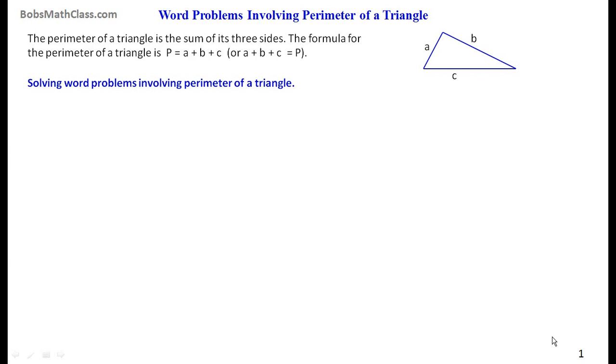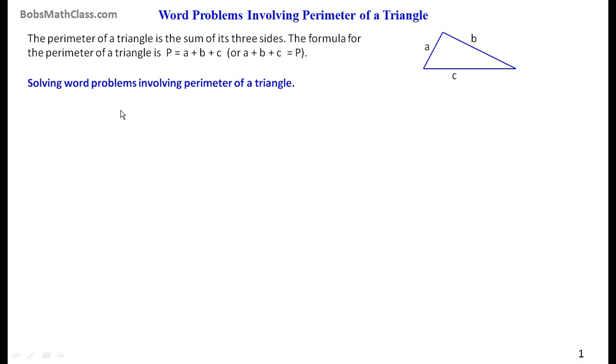Word problems involving perimeter of a triangle. The perimeter of a triangle is the sum of its three sides. The formula for the perimeter of a triangle is P equals A plus B plus C. So if our sides of the triangle are labeled A, B, and C, the perimeter is the sum of the three sides. Sum means adding the three sides.